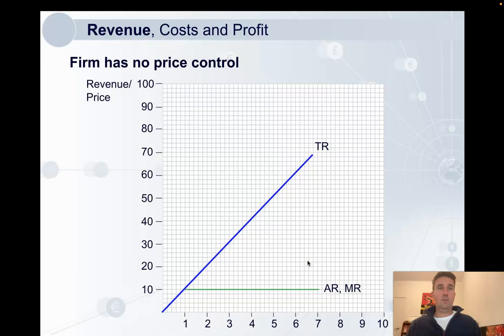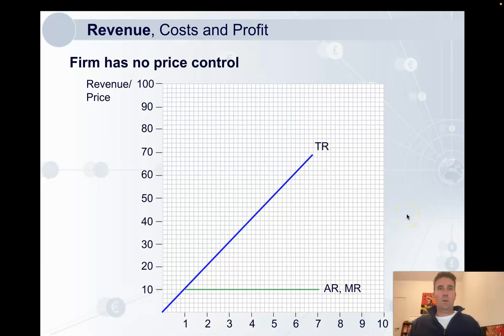Okay, you should not have had too much trouble with this. Total revenue curve will be upward sloping like so, and average revenue and marginal revenue are just flat. Right, they stay at $10. So that's super easy. No problems there, I am sure.